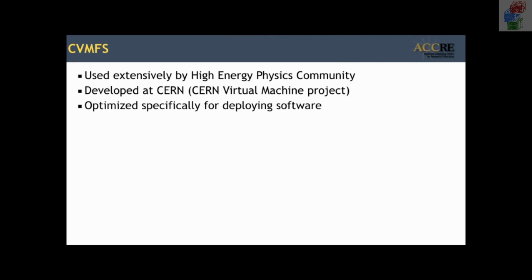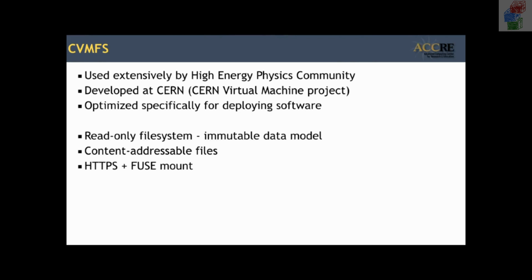So with those new problems in mind, we really looked at CVMFS. This is used extensively by the high energy physics community. It was developed at CERN as part of the CERN virtual machine project. And what it is, is a file system that's optimized specifically for deploying software and nothing else. And this is really how the large CERN physics collaborations are able to deploy their custom analysis and event reconstruction software to a variety of compute clusters around the world.